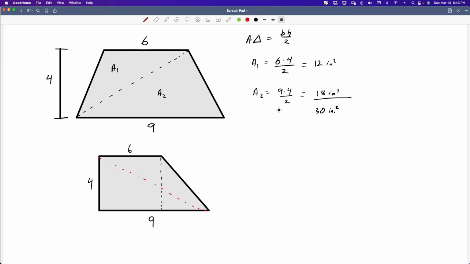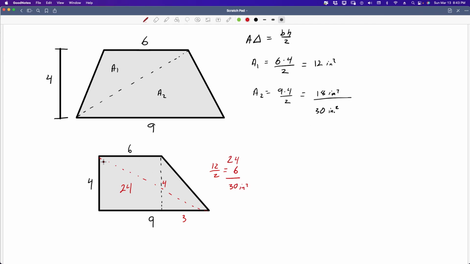But if we had done it the old way, we'd have said 6 times 4 is 24 for this interior rectangle, and then we would have found the difference here, and this would have been 3, right? Because 6 from 9 is 3, and it's 4 tall because this side is 4 tall. 3 times 4 is 12 divided by 2, which is 6. 24 plus 6 is 30 inches squared. Look at that. Is that not the same thing?